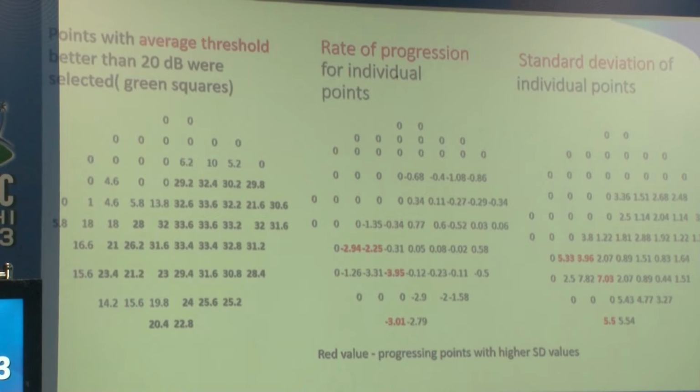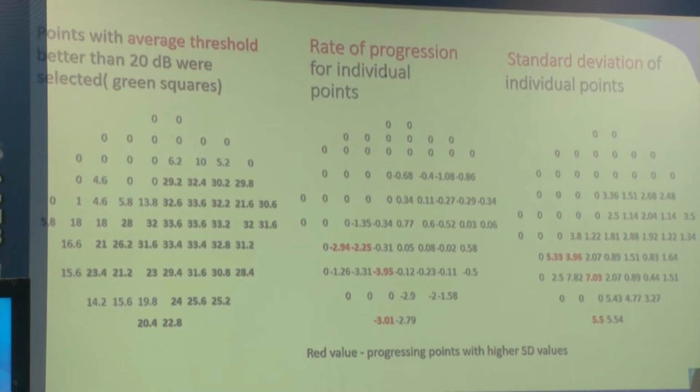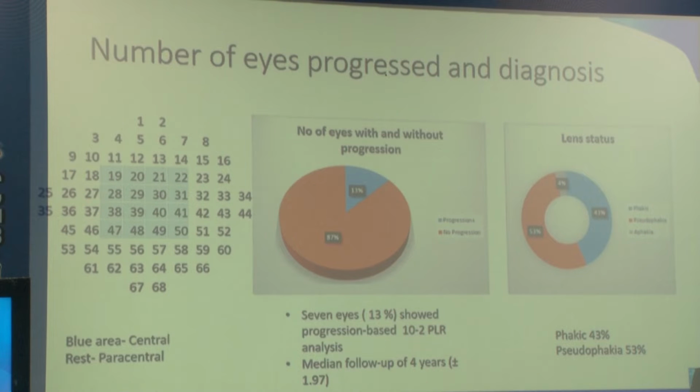As you can see in this diagram, the values marked in bold are the threshold values which were better than 20 decibels and were selected. The red values are the points which were statistically significant, and they showed higher fluctuation compared to adjacent points. Statistical analysis was done using SPSS. This is just to show the central view area, which represented the points taken as central points, and the rest were taken as paracentral points.